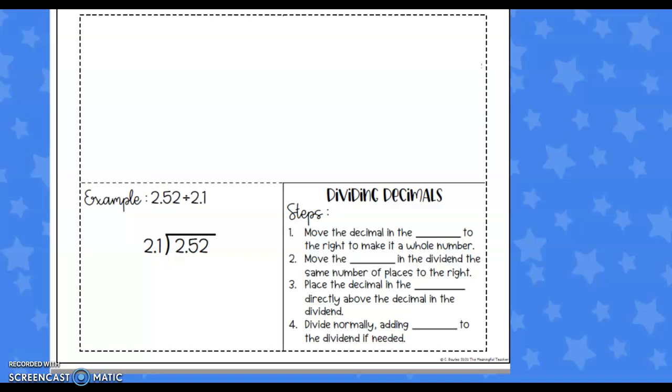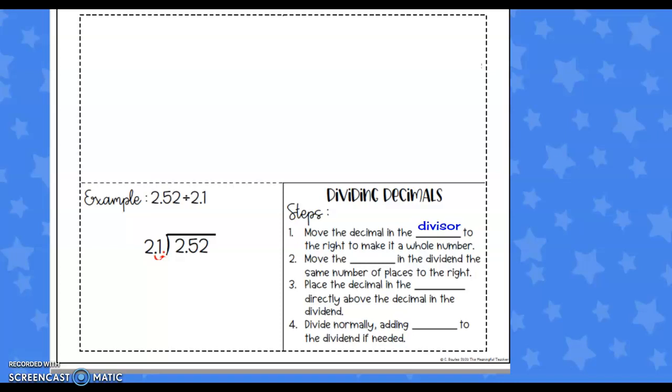When dividing decimals, you need to follow certain steps. Step 1. Move the decimal in the divisor to the right to make it a whole number. In this case, we will move the decimal in 2 and 1/10 over to the right one time, which will make that look like 21.